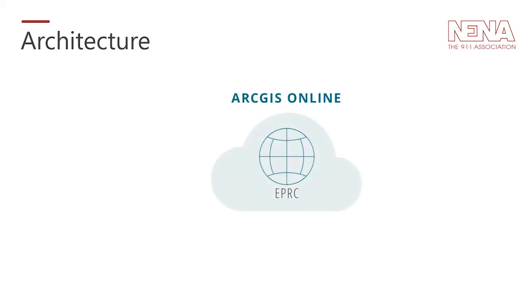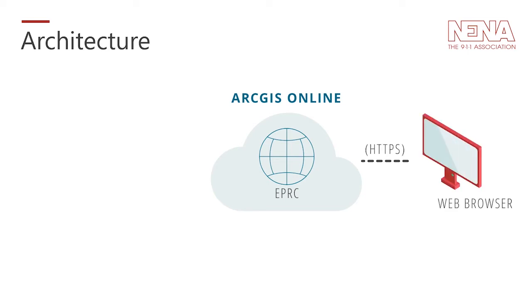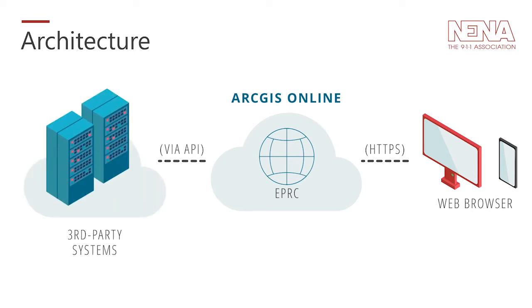We will now provide you with an overview of the EPRC architecture. The EPRC is a cloud-based platform that is developed within Esri's ArcGIS Online suite. The EPRC can be accessed via any web browser. This includes mobile phone or tablet for unusual use cases such as field dispatch or incident command. The EPRC can also be accessed programmatically via the REST API.